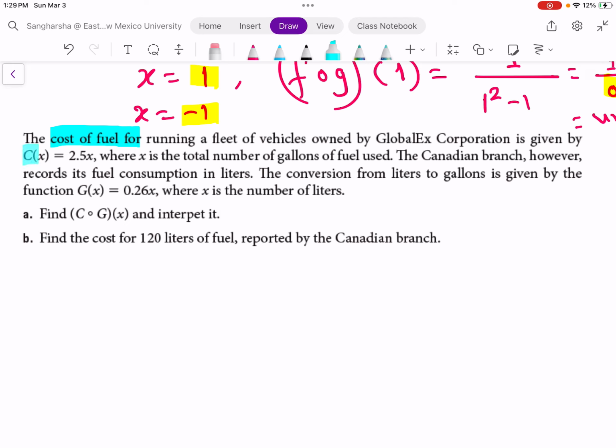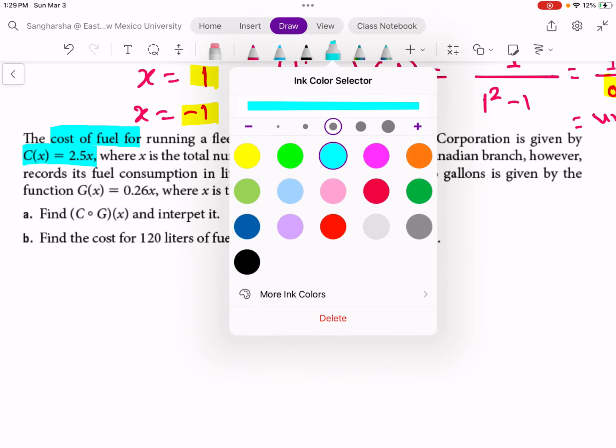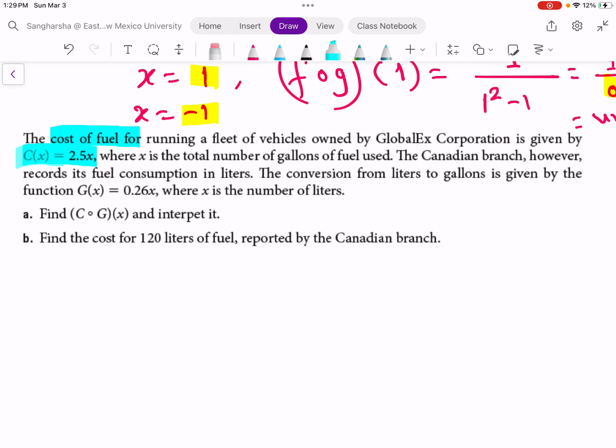So we have this cost function, C(x) = 2.5x. This is the cost function, and here our x is the domain. C is the function, our x is the domain, which is the input, and our output is given by 2.5 times the input, 2.5 times x.